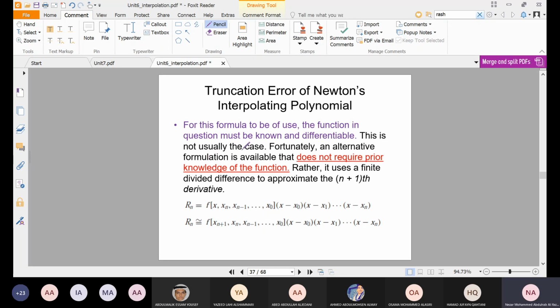So as a result, what we have is the truncation error of the Newton's interpolation polynomial. We replace the derivative of the function, which is unknown to us because the function is unknown, by using additional data. If we use this additional data with divided differences, there is no need to know the function in advance. You just use additional data.